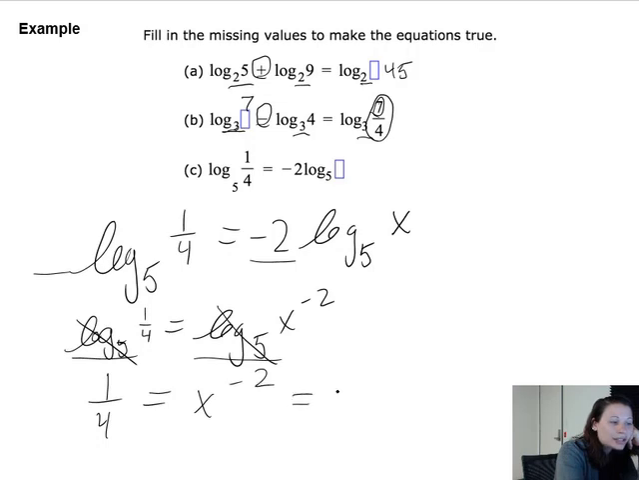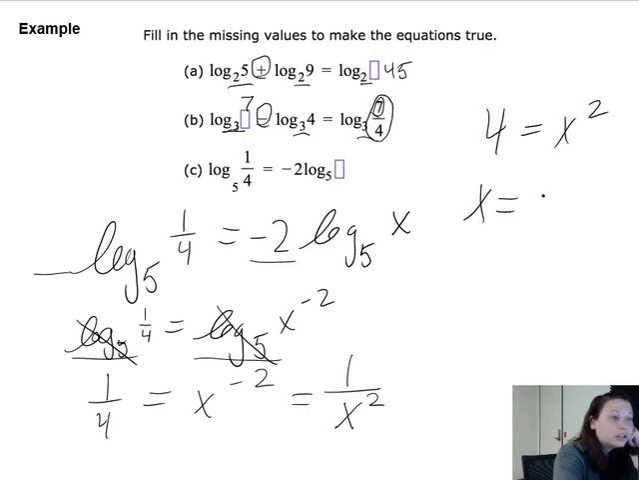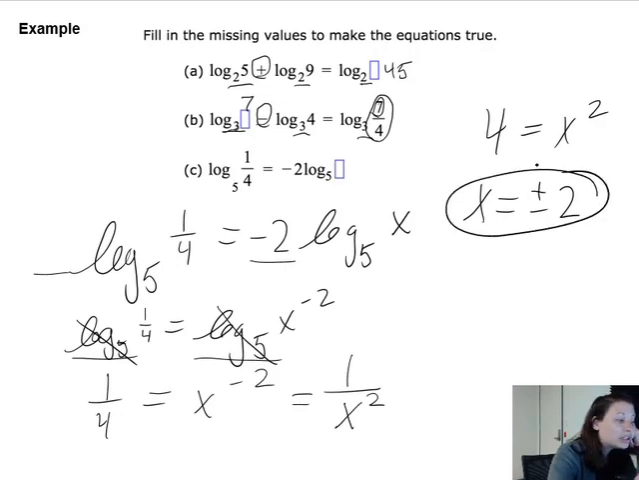Well, we can rewrite x to the negative 2 as 1 over x squared, right? That means that 4 is equal to x squared. So then x could equal plus or minus 2. Those are not our solutions though, okay, because we have to check them.